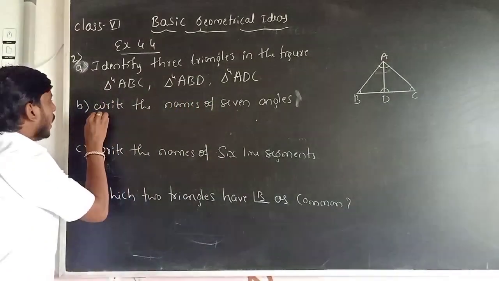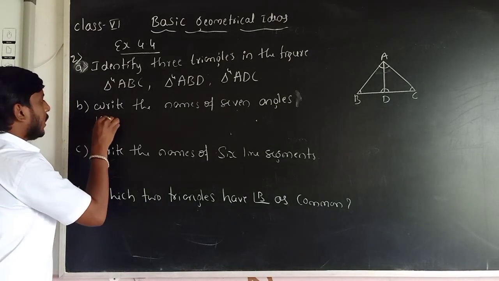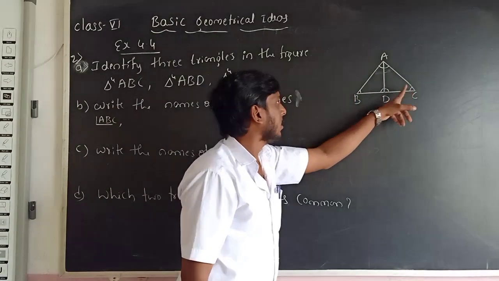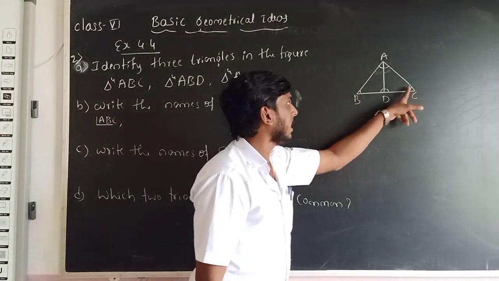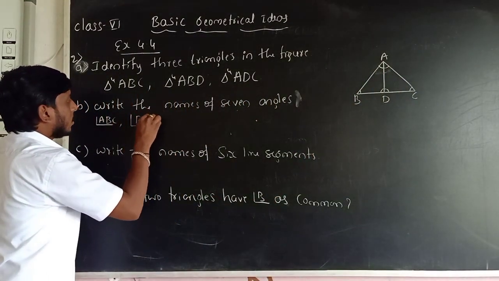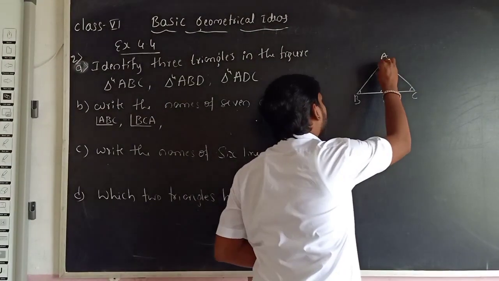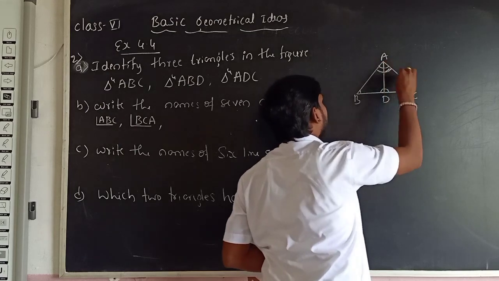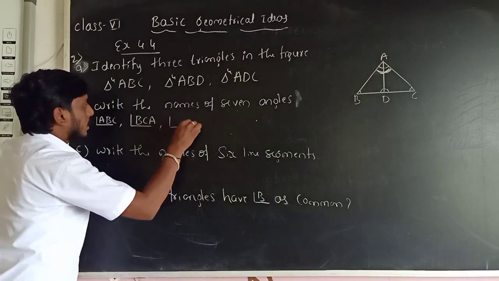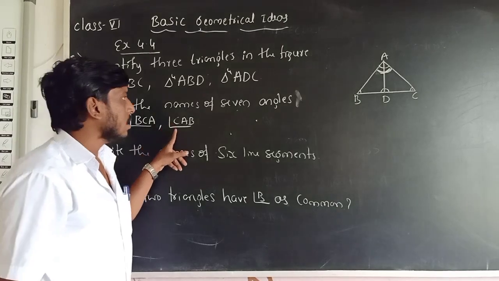First one, angle ABC. This is one angle. Next one, BCA. First I will take the outer line, means BCA. Next one, CAB. CAB means the full angle I am taking. This full angle, CAB. These three angles come in triangle ABC.